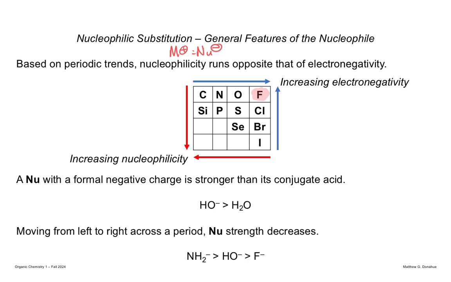So just in that first period there, based on the trend, carbon-based nucleophiles are better than nitrogen. And then going down the group, silicon-based nucleophiles would be better than carbon.